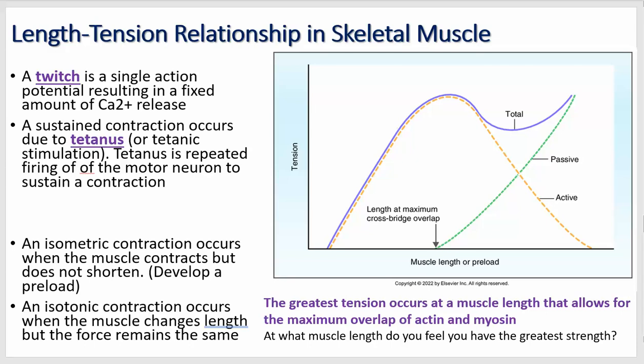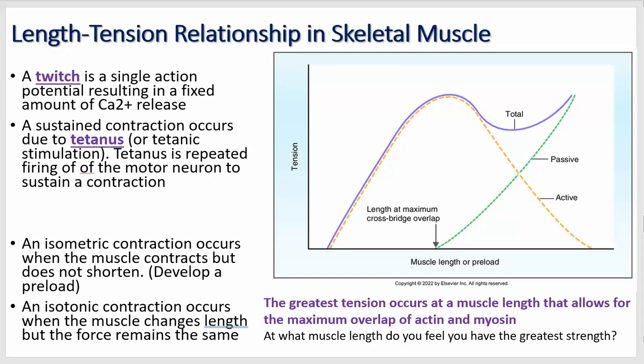All right, an isometric contraction occurs when the muscle contracts but doesn't shorten. So if you're holding something in your arm and you're maintaining the same amount of force to hold it in that one area, like holding a book in your hand, but you're not shortening the muscle, that's isometric. Isotonic is when you're changing the muscle length, but you're maintaining the same amount of force. Okay, that's an isotonic contraction.